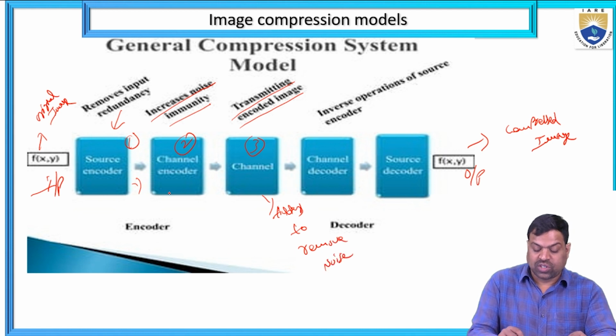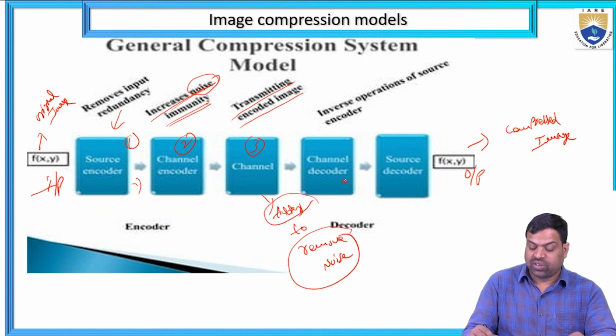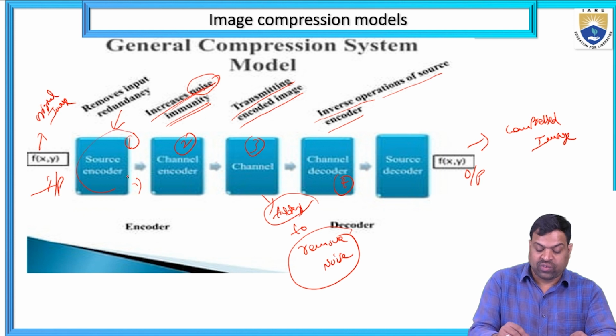So, source encoder, channel encoder. In the channel encoder, we are increasing the noise immunity, but noise has occurred. Transmitting the encoded image means filters are used to reduce the noise. And in the fourth stage, the channel decoder, that means inverse operations. So what is the inverse here? We are doing the inverse operation. So the inverse of this one is the channel decoder.